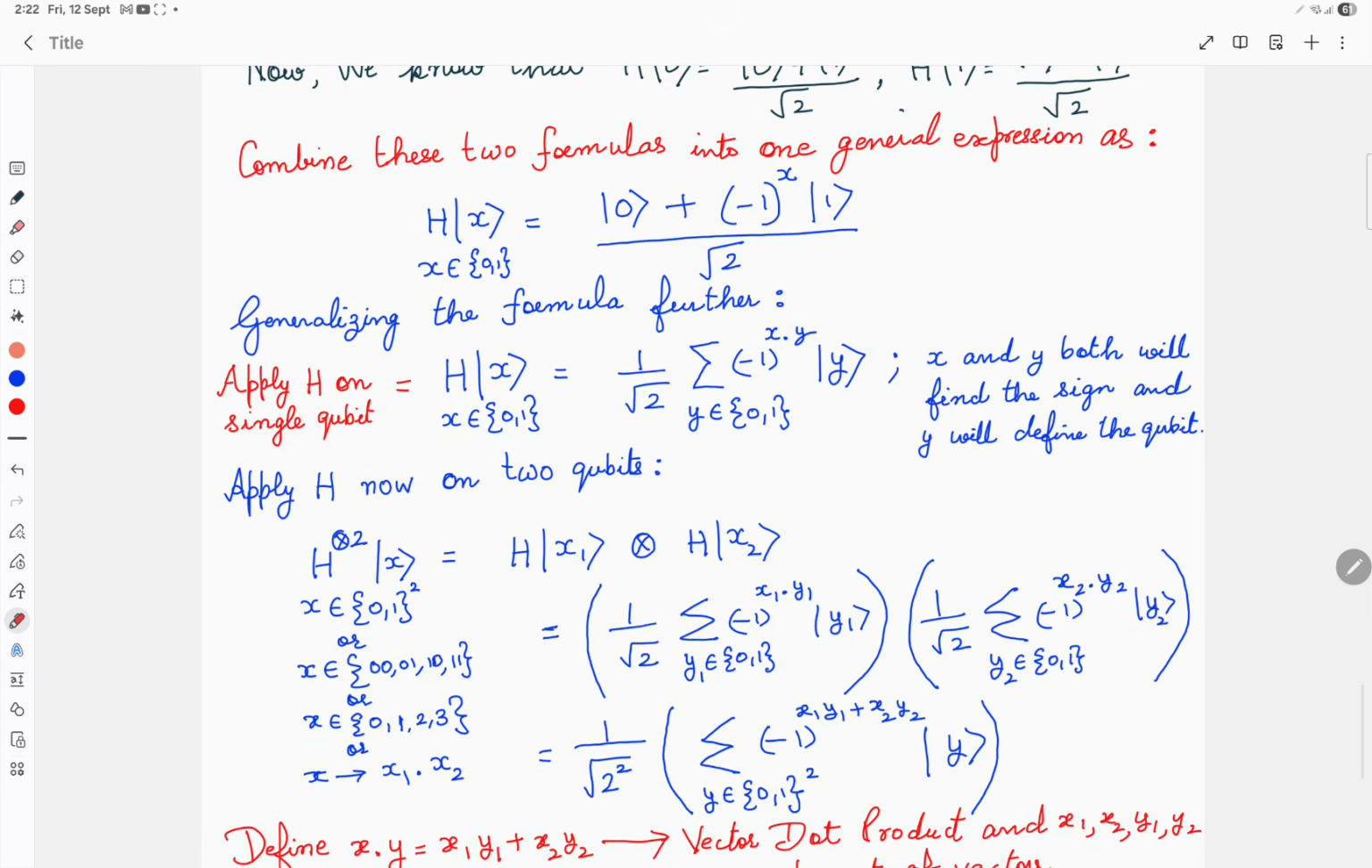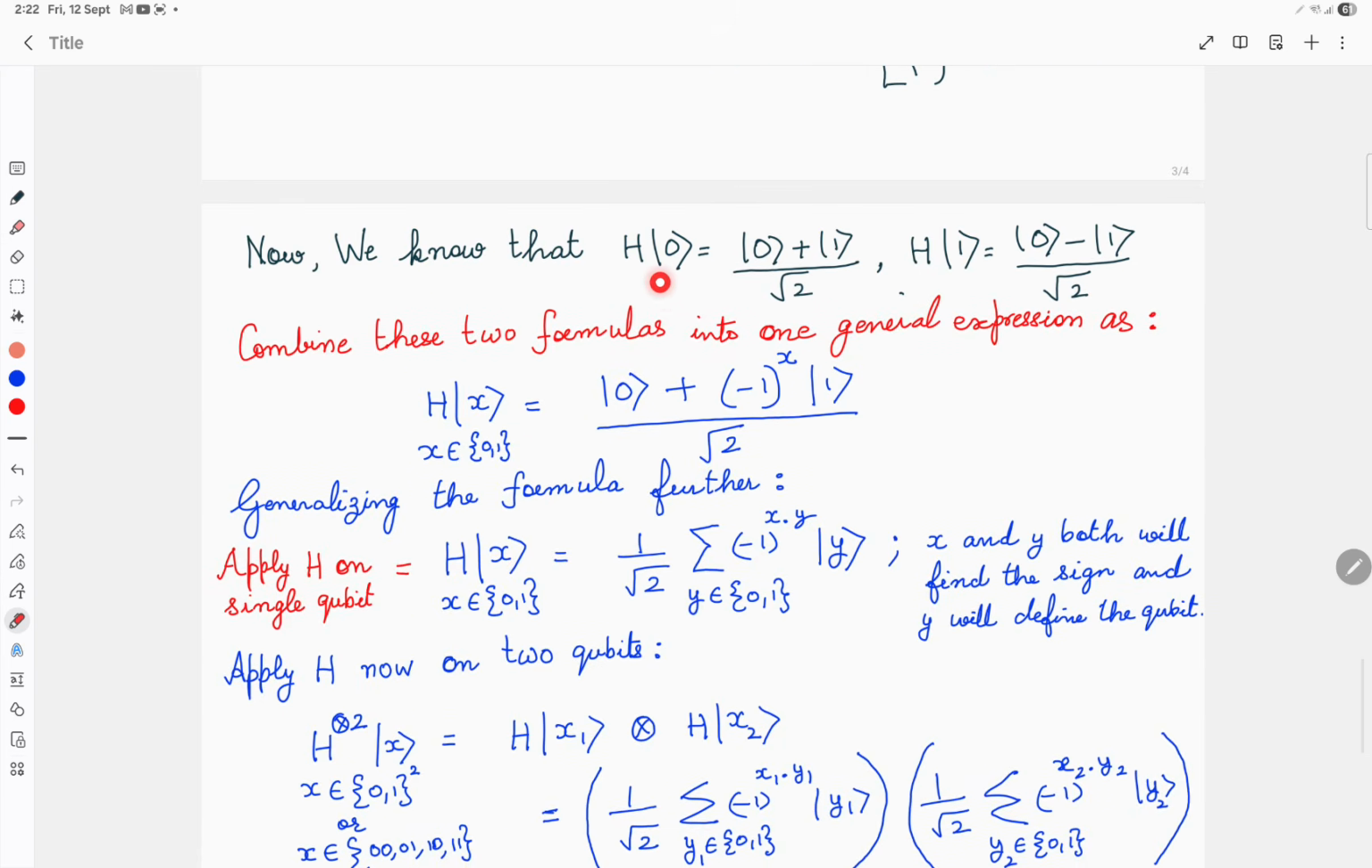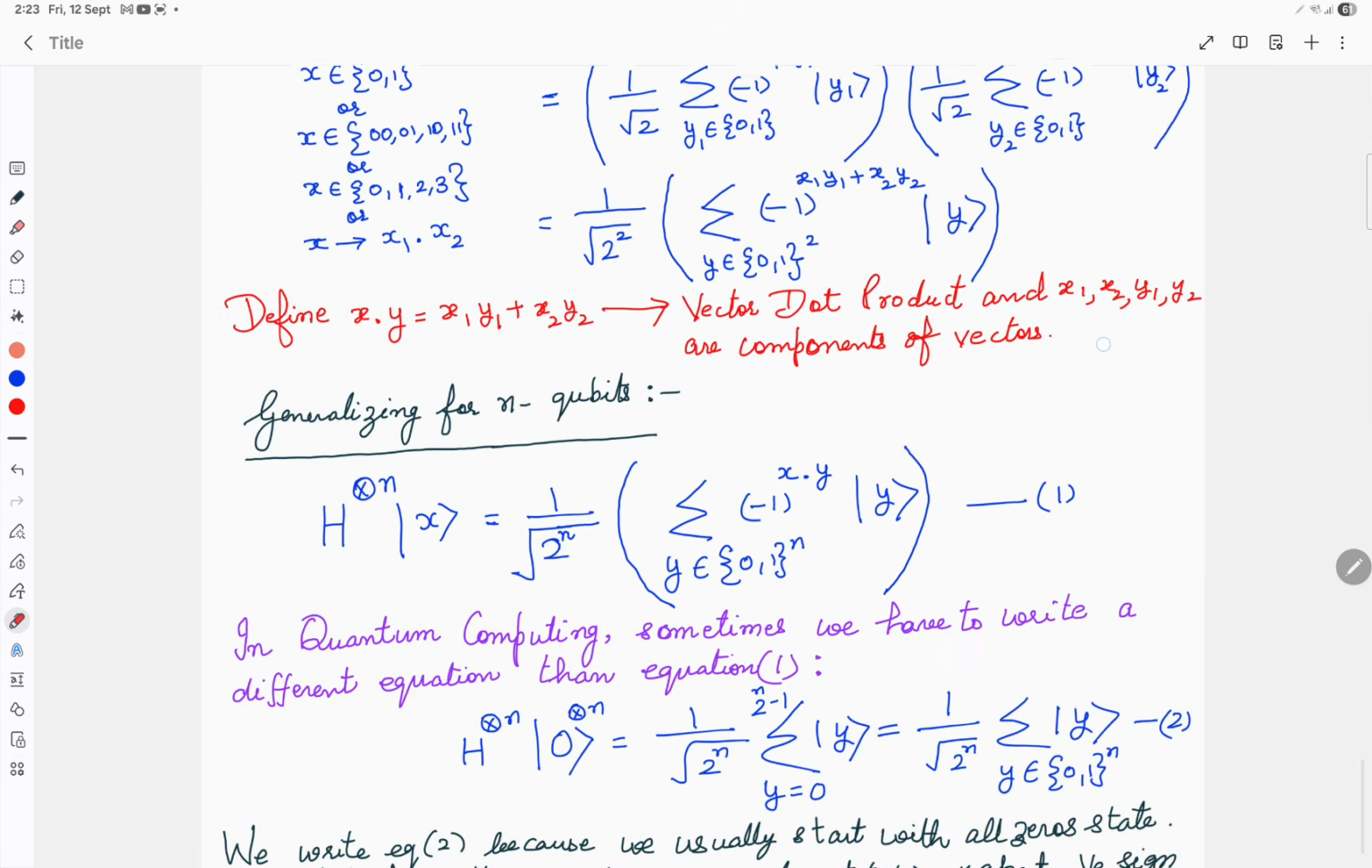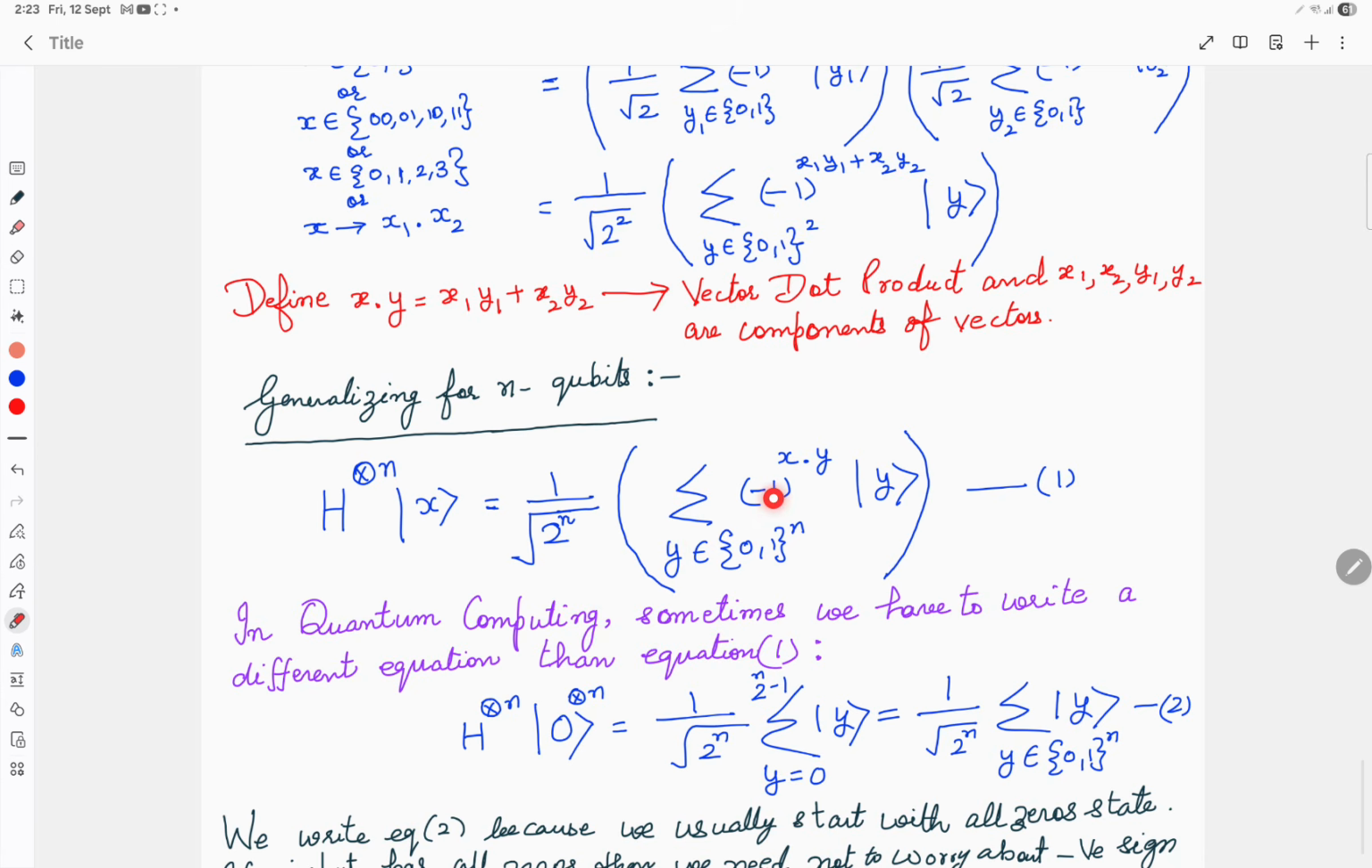Now the starting point, again I say, is the Hadamard acting on a single qubit, whether it is ket 0 or ket 1. You have to keep track: if you are applying Hadamard on ket 0, you will get a plus sign here, ket 0 plus ket 1. So a plus sign is there. Once you apply the Hadamard on ket 1, you will get a negative sign. That you have to take care of, and that's why we are deriving these expressions, so that we do not miss this negative sign.